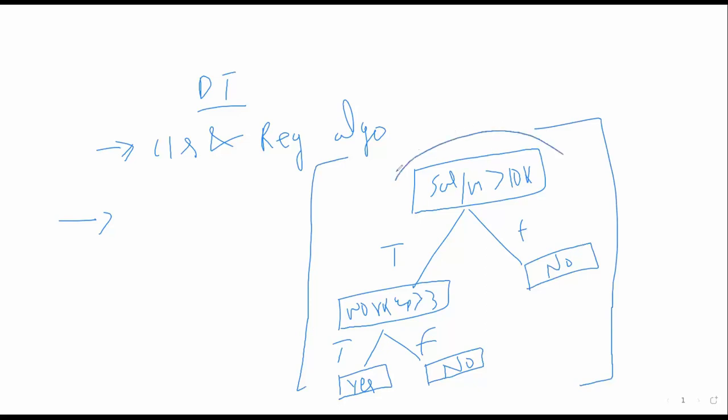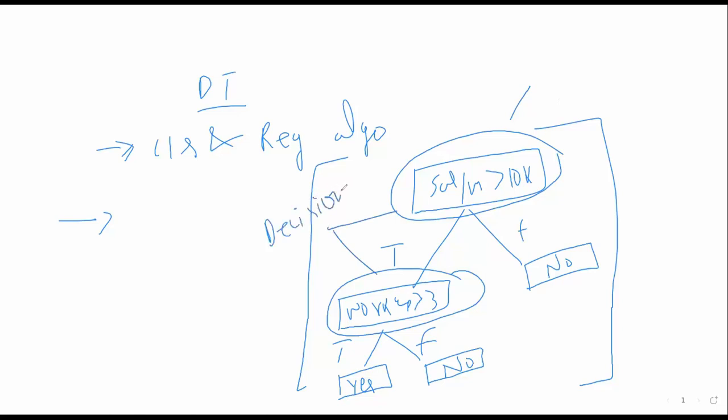This is a decision node, because here we are trying to make some decision on the basis of some condition. Here also we are making a decision on the basis of a given condition. So these are decision nodes. And the node at the top is called the root node. Means the decision node at the top is called the root node.